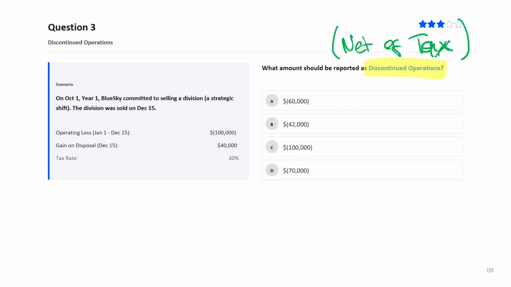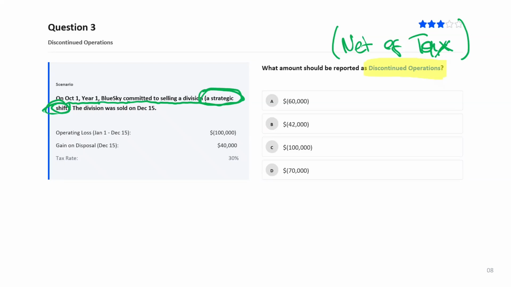Whenever you see a question like that in the options, you would always see a couple of similar ones. One calculates net of tax, one does not calculate with net of tax. Pay attention to that. In the question, it is telling that October 1st, year one, we have a company called Blue Sky. They committed to selling a division, and here they are telling us a strategic shift. You may remember from the class, so that kind of gives us the sign that this becomes a discontinued operations.